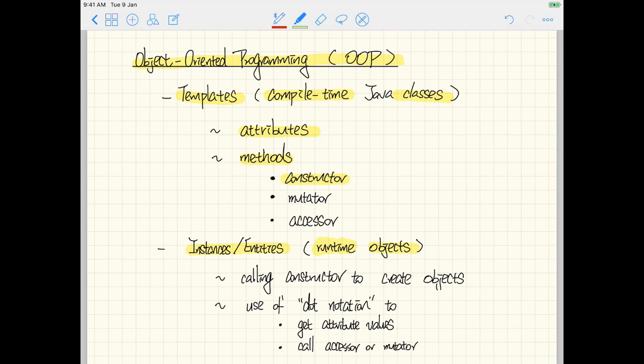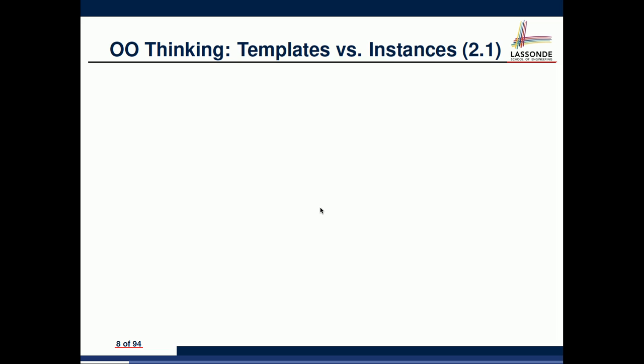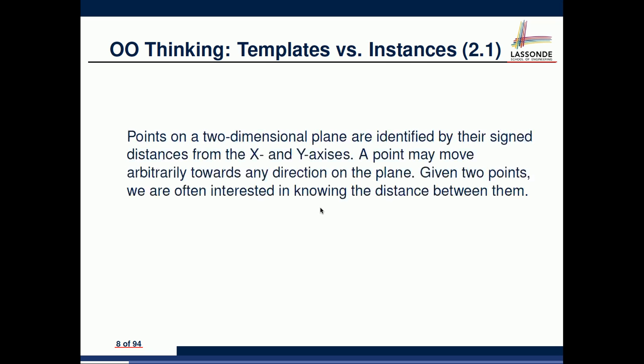As an example, let me give you a little bit of background over here. Every time you want to do object-oriented programming, you want to be given a problem to solve. So let's say this is a problem we want to solve, which is written in natural language, English. Let's read it over very quickly. Points on a two-dimensional plane are identified by their signed distances from the x and y axes. Which means we basically have two values to characterize what a point is in a two-dimensional plane, the x and the y coordinates.